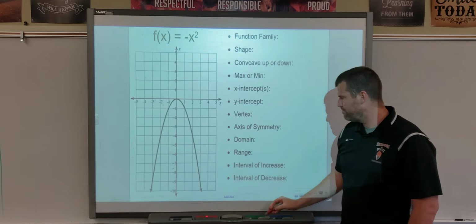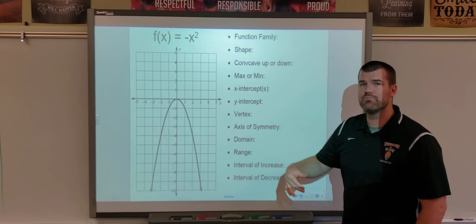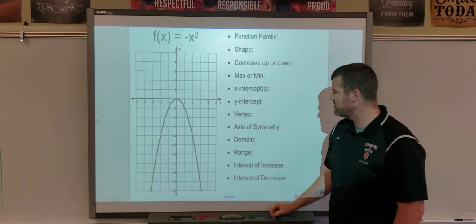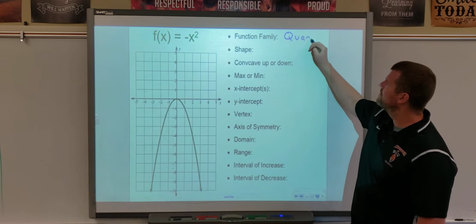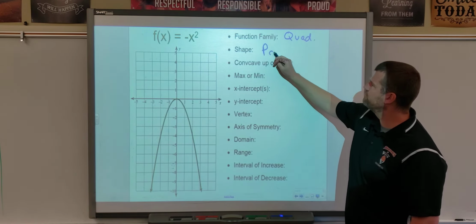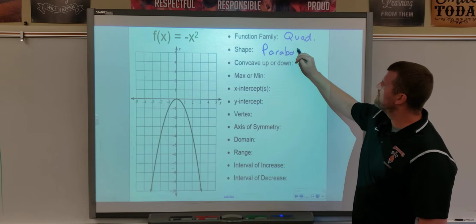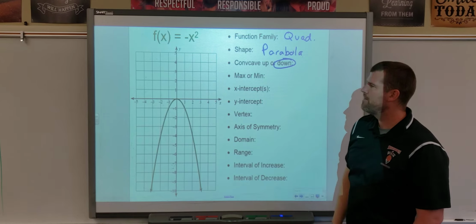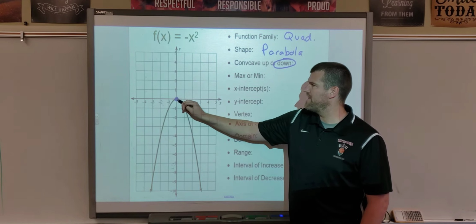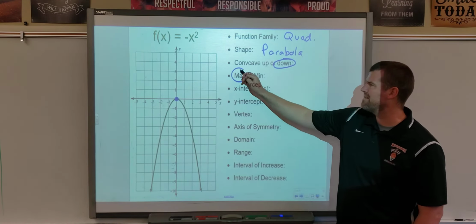Okay, example number 2, it's basically the same graph, just flipped upside down. So that's going to change a few things about it. It's still a quadratic. We still call it a parabola. But this time, because it's opening down, it's going to be concave down. Because it opens down, we have a high point, which is called the max.